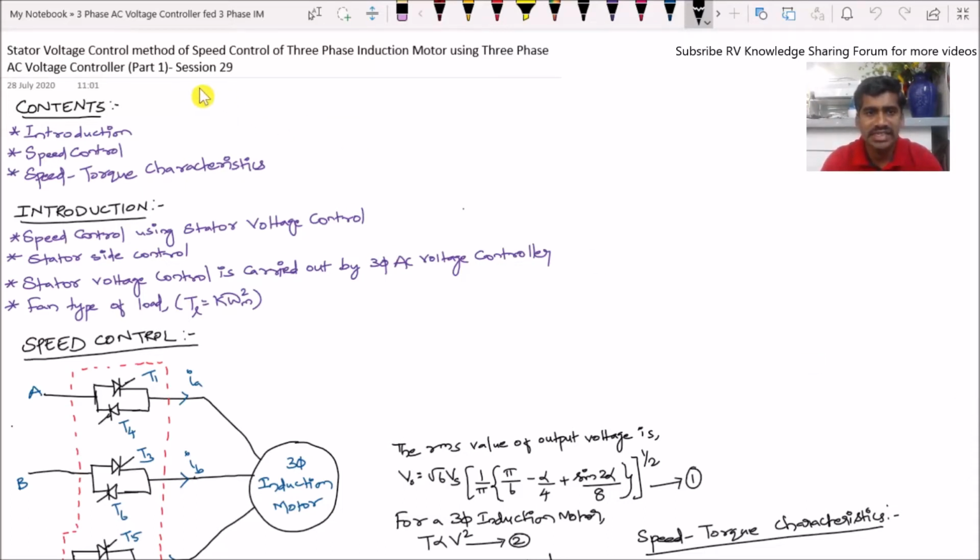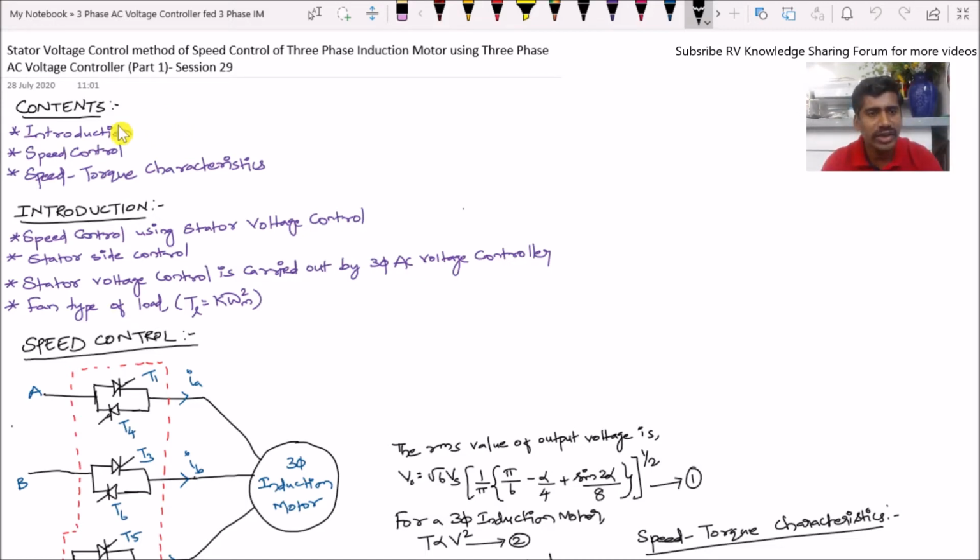In today's session 29 of electric drives and control, we are going to discuss speed control of a three-phase induction motor by using stator voltage control through a three-phase AC voltage controller. So now let us discuss the contents of today's session.